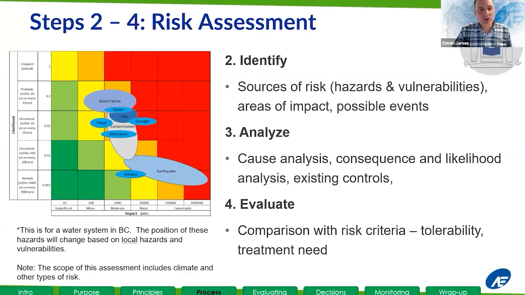Evaluate likelihoods or consequences and impacts. Understand how this fits within your risk tolerance threshold. Understand cause, analyze cause. What existing controls do you have in place? So this would all come under this step 2, risk assessment.